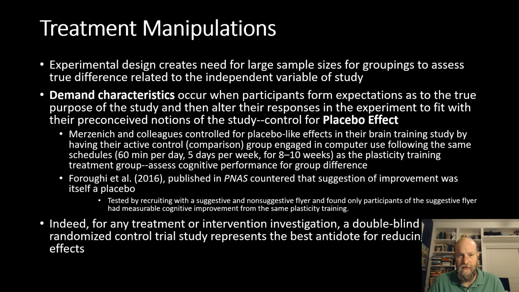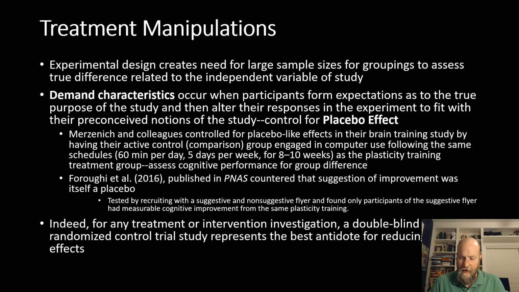Merzenich and colleagues tried to control for placebo-like effects in their brain training study by having that comparison group, that active control group, where they had them engage in computer use. Same schedule, 60 minutes a day, 5 days a week for 8 to 10 weeks. This is the same amount of time in front of a screen that the people in the experimental brain plasticity training treatment group had. And again, you want to then assess cognitive performance or group difference at the end.